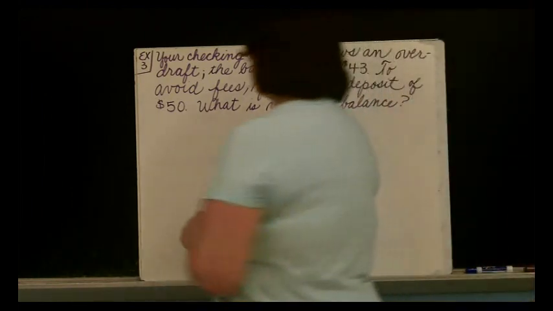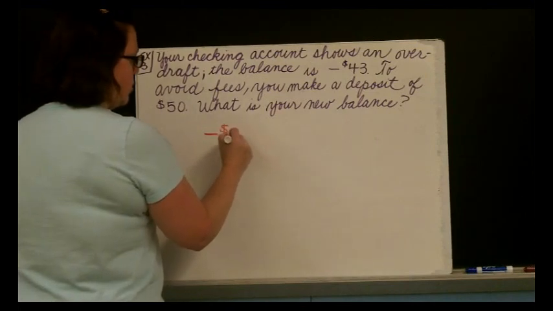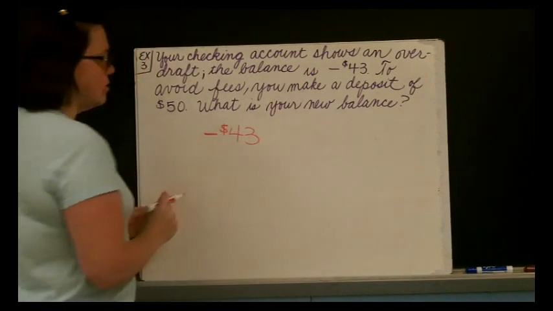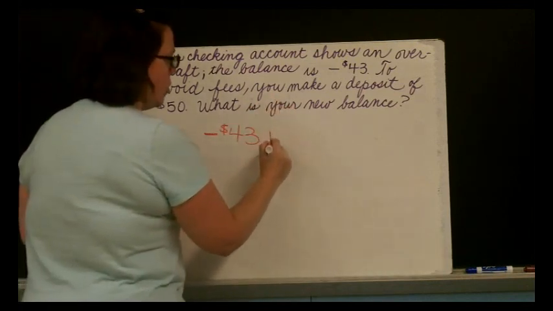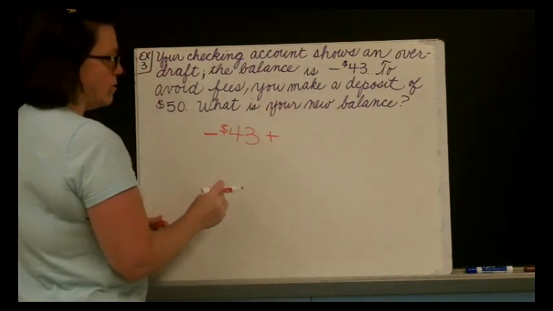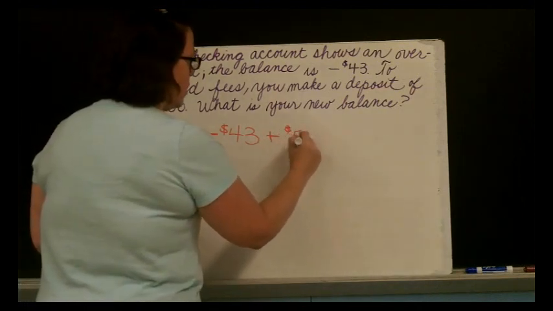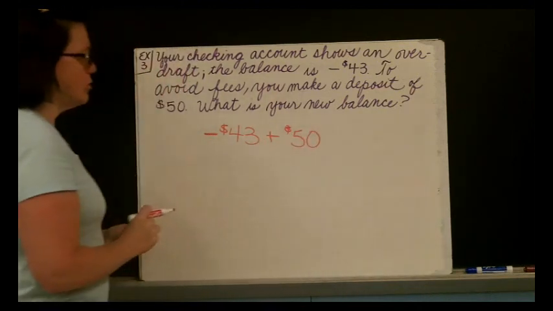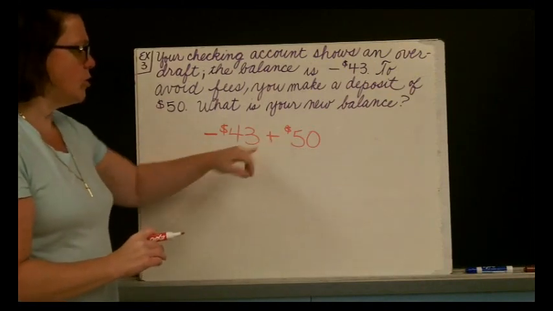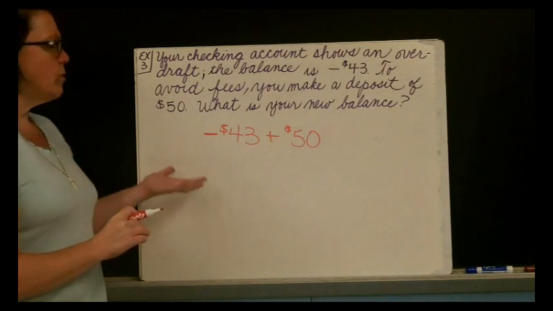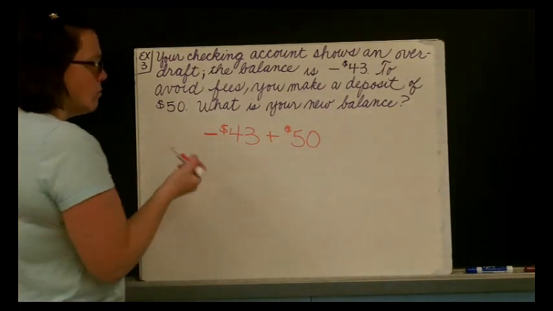So what we have here is, we have a -$43. And when you make a deposit, you are adding money. So you're applying a positive $50. And I'm purposely keeping the dollar signs here to show you that just because we're working with money in this problem doesn't mean any of the rules change. So what are our rules of integers?